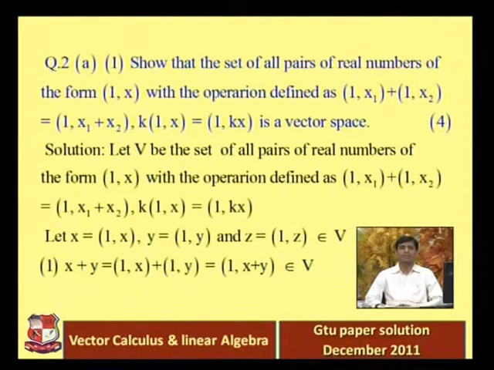Set of all pairs means this set is actually a subset of R2, right? Set of pairs, that means we have only 2 coordinates. But what type of set do we have? You can see the set of pairs of real numbers of the form 1x, that means the first coordinate must be 1 and the second coordinate is any real number. So clearly this set is actually a subset of R2, but what type of subset? The first coordinate is 1 and the second coordinate is x, that means any real number.